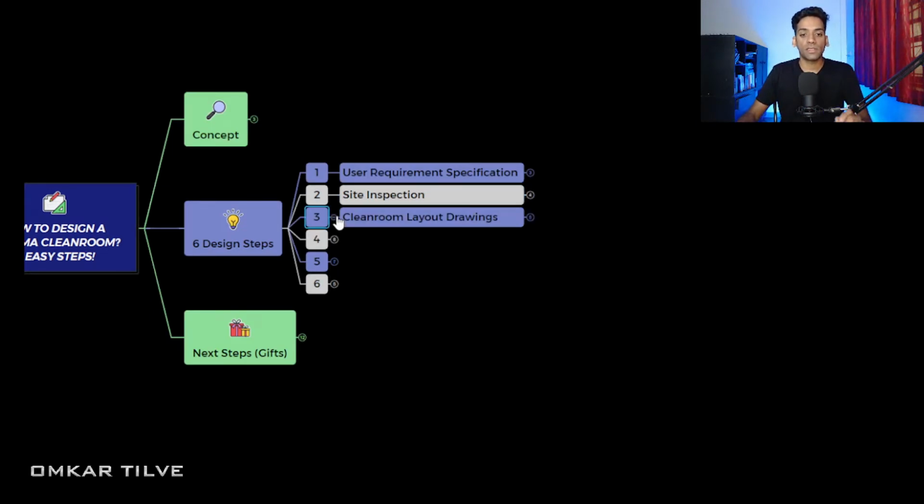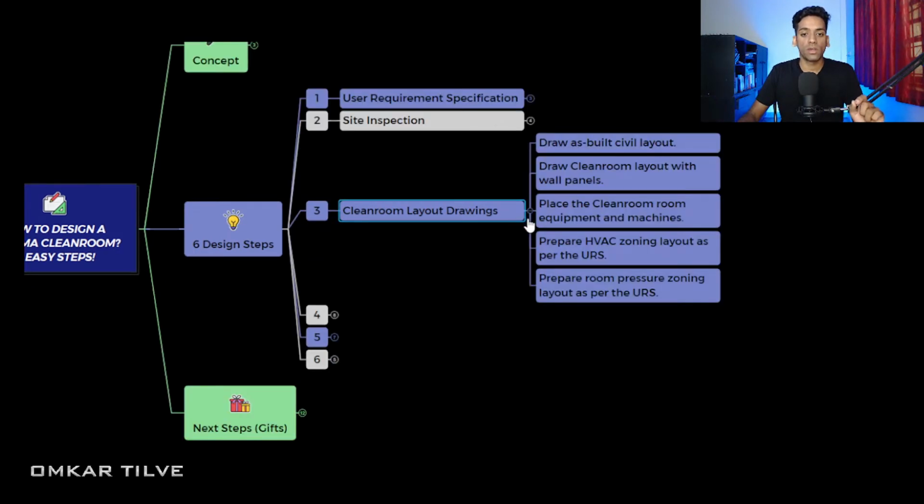The third step of designing a clean room is, once you do the site inspection, you should do the clean room layout drawings. Now the first drawing is that you should have the as-built civil layout, from the details that you got from the site inspection.